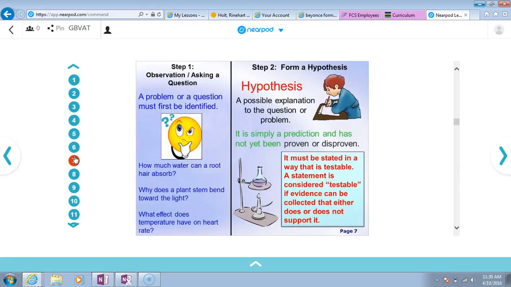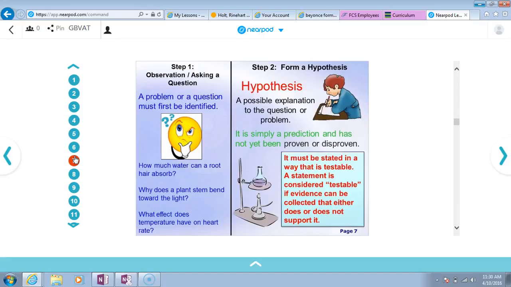But before these questions can be tested, we have to form a hypothesis. Some people say an educated guess, and that's fine. That educated guess can be right, can be wrong. But in order to find it out, you have to actually test it, in other words, form an experiment. So we have the hypothesis. It says step 2, form a hypothesis.